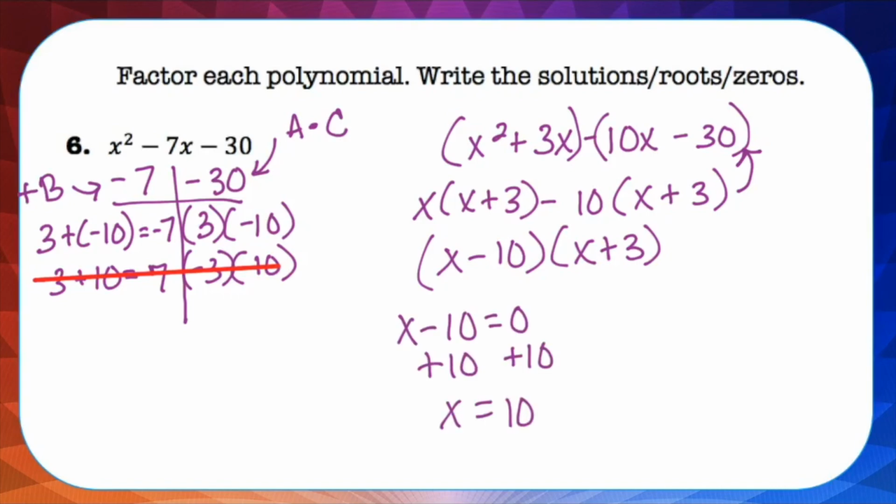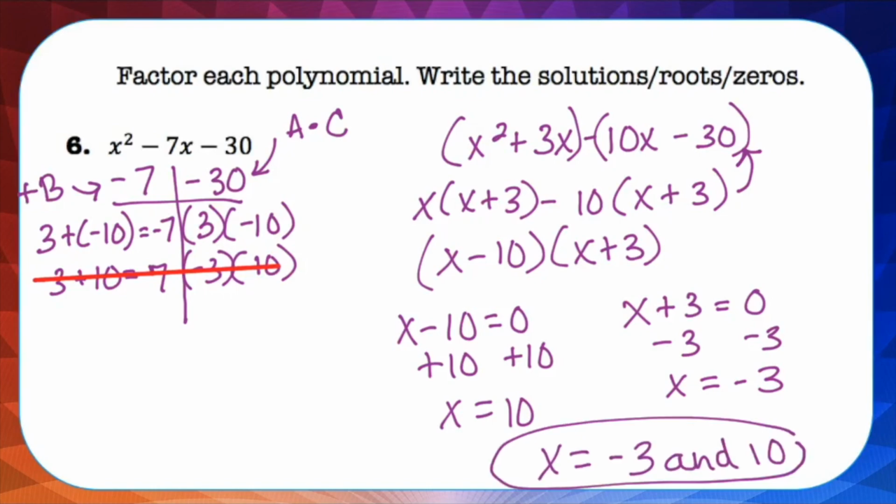Set each of them equal to 0. So x minus 10, we would add 10 on both sides, getting x equals 10. And then x plus 3, we would subtract 3 on both sides, giving us x equals -3. And then list the -3 first, because that's a lower number. So x equals -3 and 10.